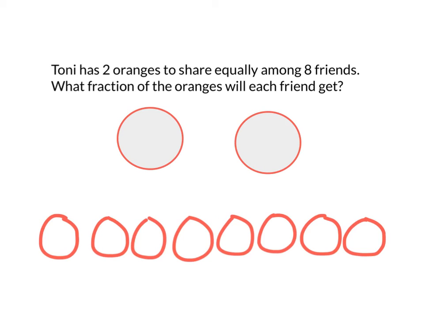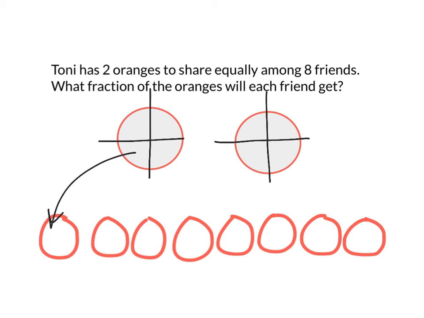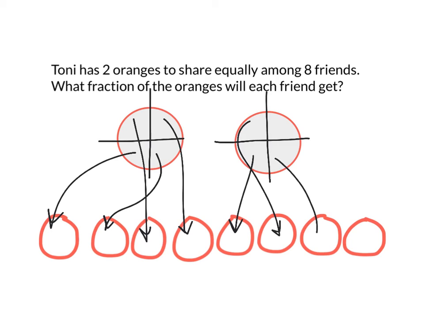Another way that you might have thought about it is, if I divide this orange in 4ths and this orange in 4ths, there are 8 pieces total. So maybe these 4 friends get pieces from this orange, and these 4 friends get pieces from the second orange. And therefore, everyone gets 1/4 of an orange. Remember, it's the same answer. 2/8 is equivalent to 1/4.